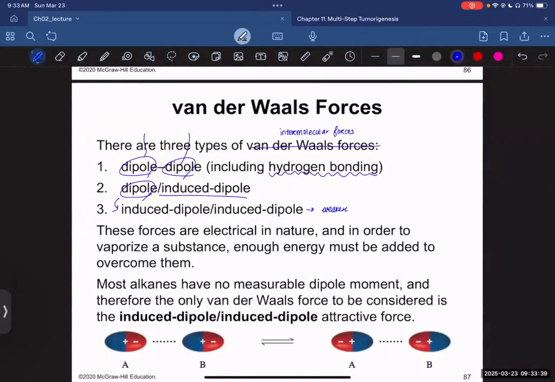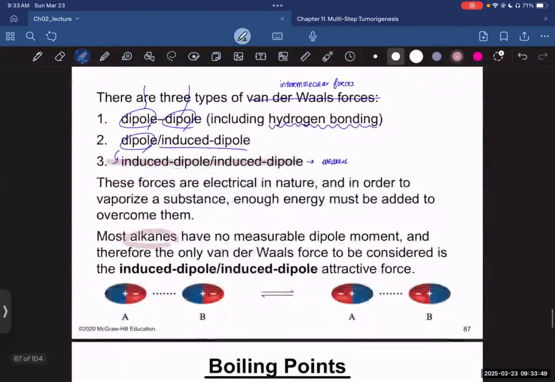A lot of the time, this induced dipole is what we call London dispersion forces or van der Waals interactions. And when we look at most of these alkanes, they usually don't have any dipole moment, and that's why they only undergo this type of induced dipole attractive force.